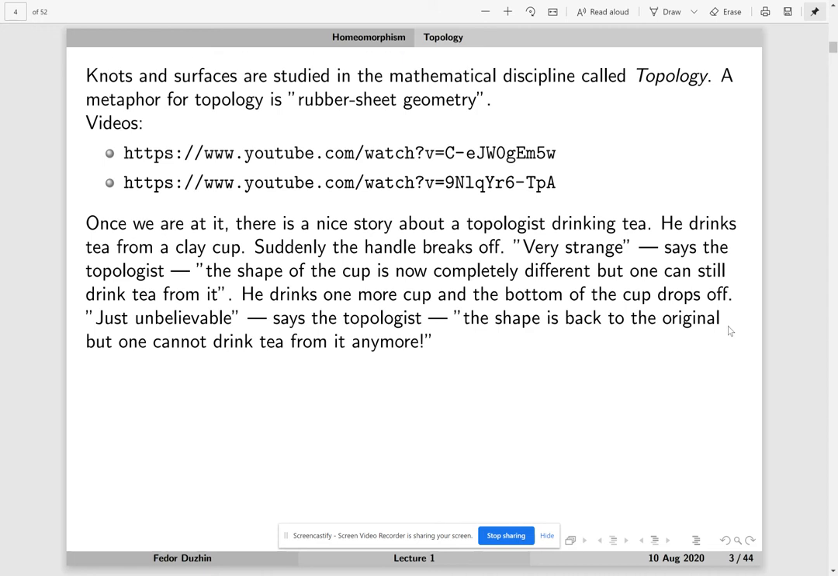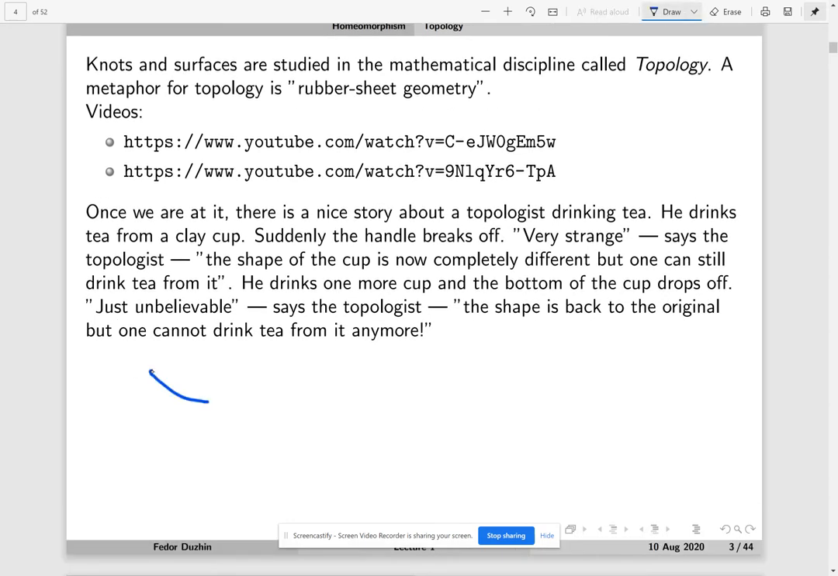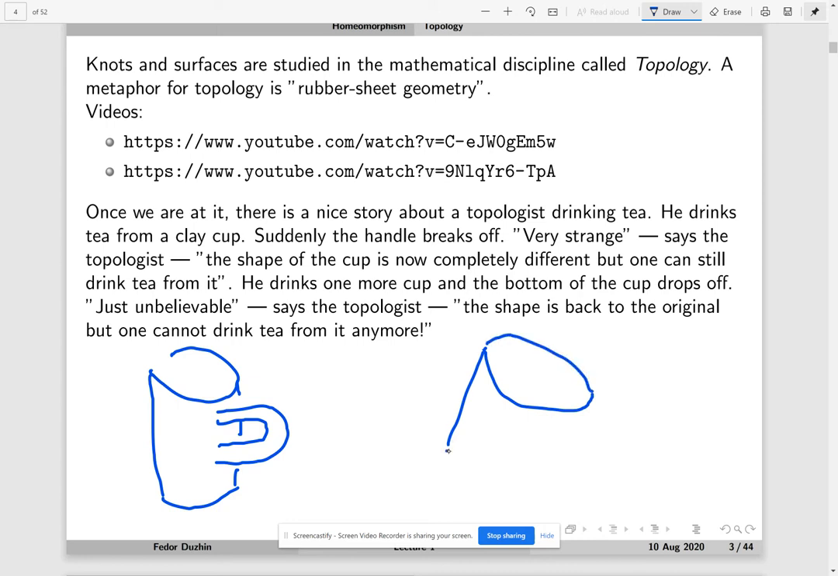And then he continues drinking, and now the bottom of the cup drops off, right? If the bottom of the cup fell off and the handle fell off, then in the beginning there was something like this, a cup with a handle, right? But now there is no handle and there is no bottom. So essentially, this is a cylinder, something like this. And now the shape is back to the original one, but one cannot drink tea from it anymore. Okay.